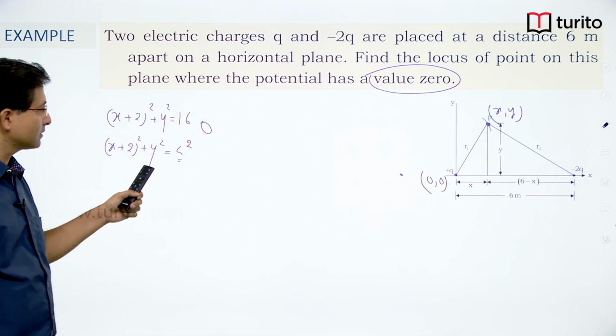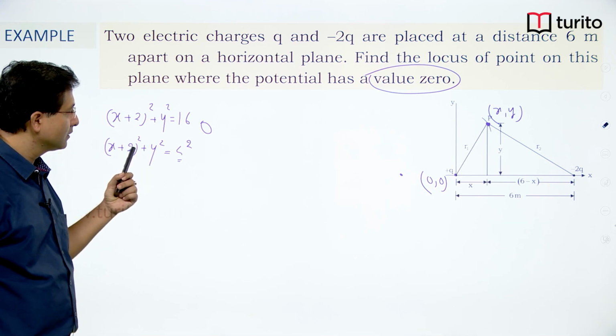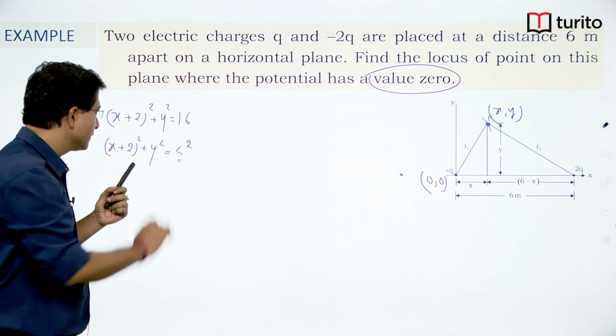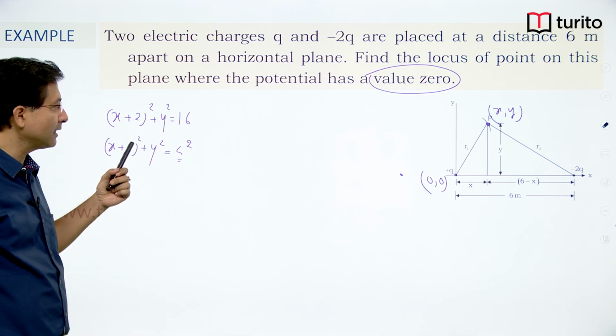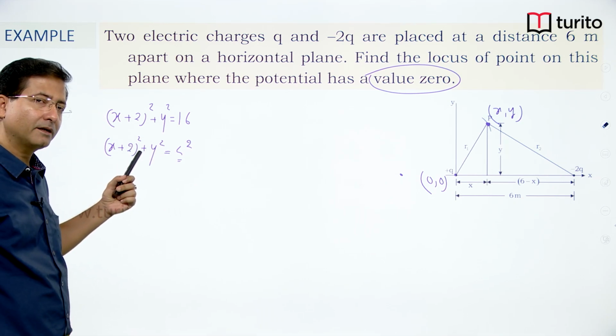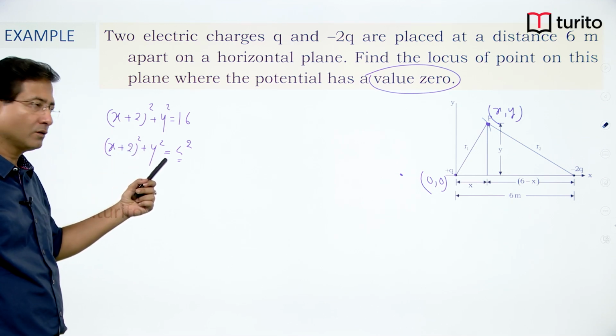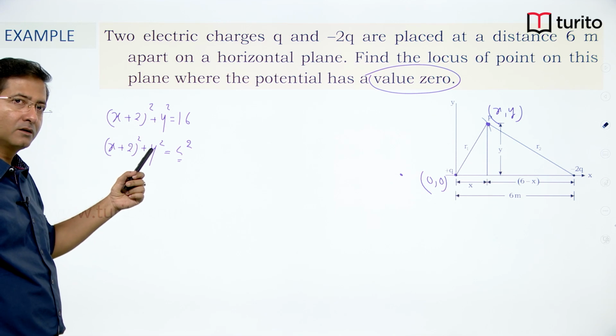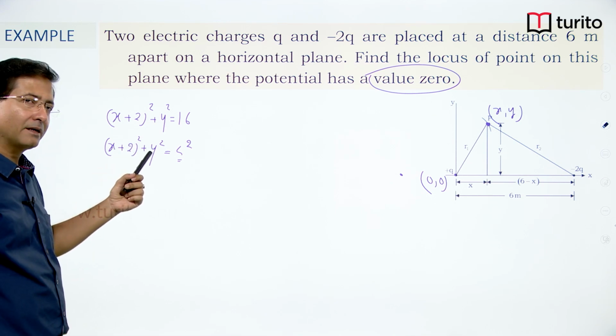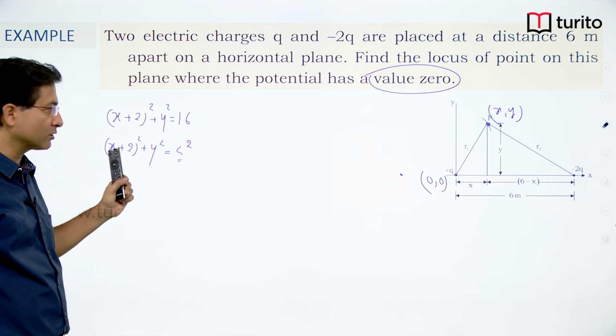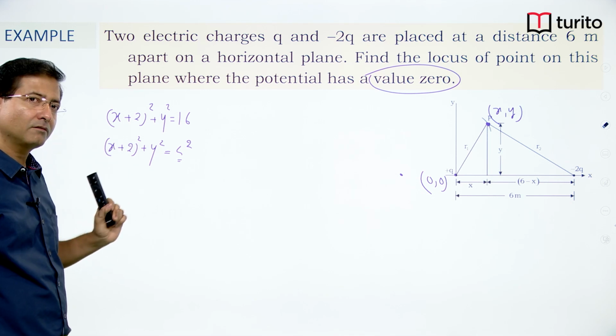So, the result says that the equipotential line will be on the xy plane, it will be circular, whose center will be at minus 2 comma 0. So, the x coordinate will be minus 2 and the y coordinate is 0, that will be the location of the center, and the radius of the circle will be 4.